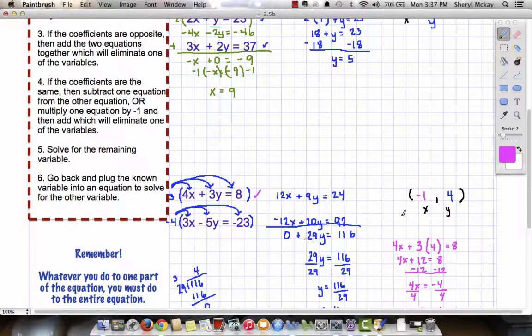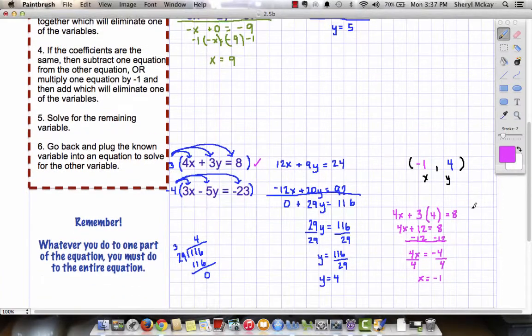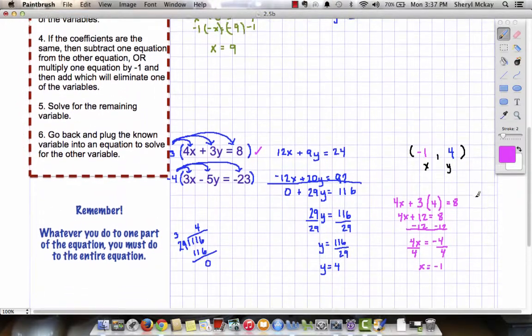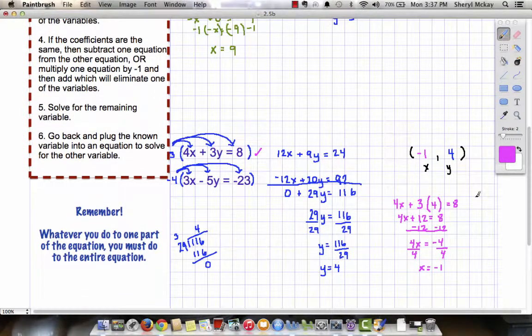You still would have come up with negative 1, 4. If you don't believe me, try it and see. As long as you're doing your math correctly, you're going to end up with the same answer. So that's what's cool about elimination and having all of these different options. You can pick and choose how you want to do it.